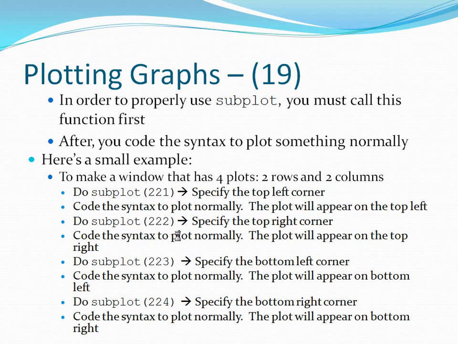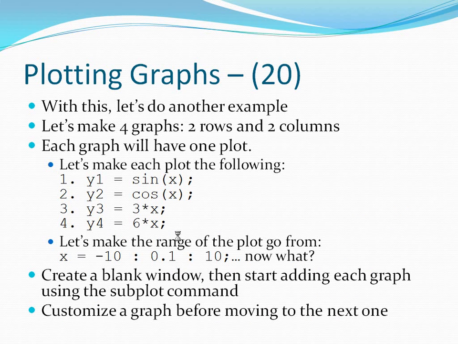So with this, let's do another example. Let's say I wanted to make 4 graphs, 2 rows and 2 columns, and each graph is just going to have a single plot by itself. Let's make one plot to be sine, the next one to be cos, and then the other one is 3 times x, and the other one is 6 times x. Okay, so you have 4 different graphs. So let's make the range of the plot from, let's say, from -10 to 10 in steps of 0.1.